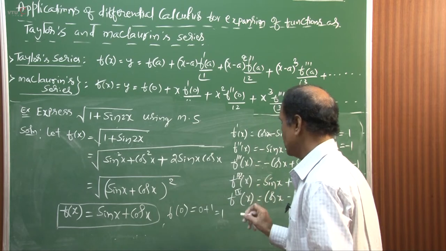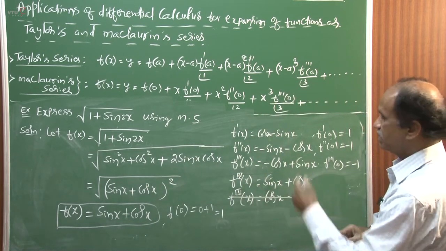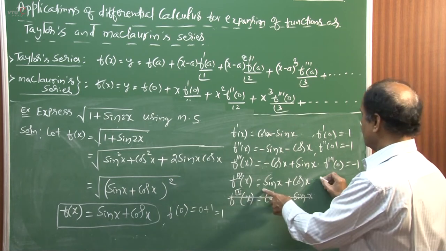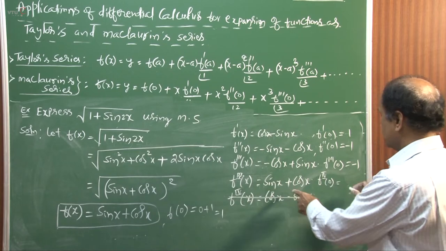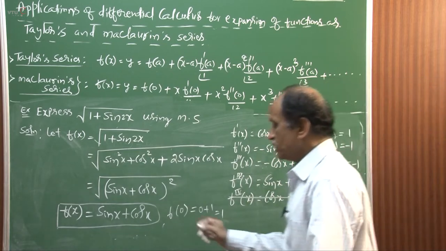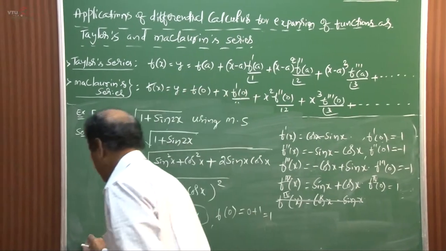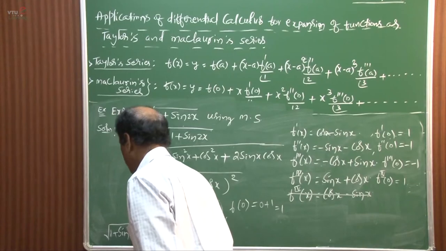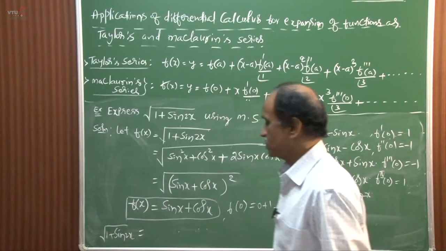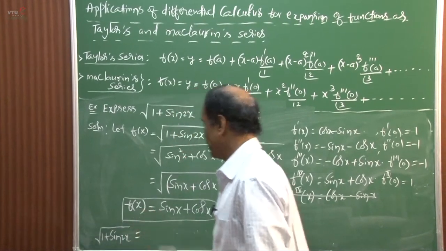This is for the fourth order derivative. The fifth order derivative is not required, so we have written up to the fourth order derivative. Then f fourth order derivative at 0 is plus 1. Then what is the function given? The function is the square root of 1 plus sine of 2x, that becomes the Maclaurin series.